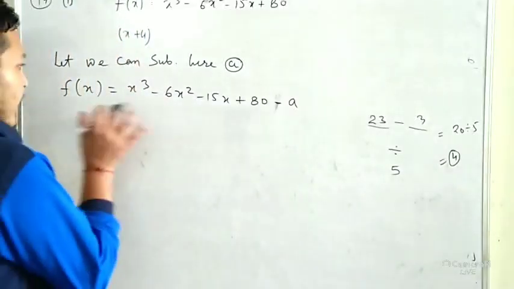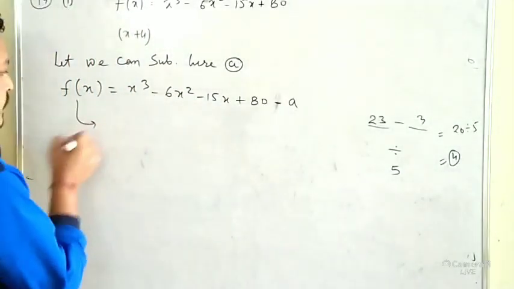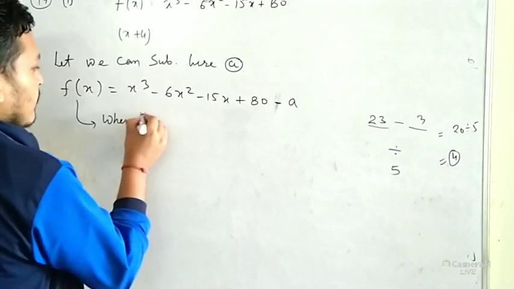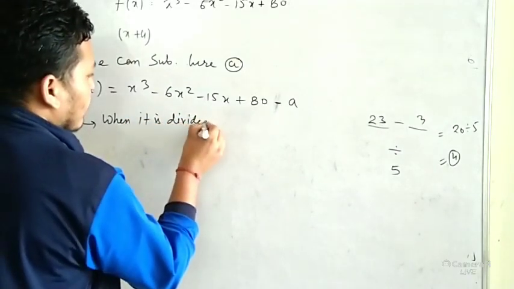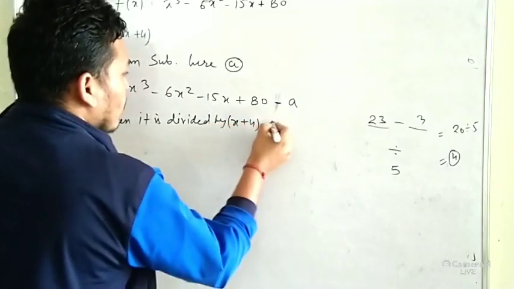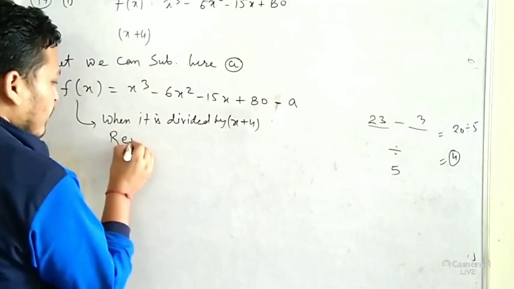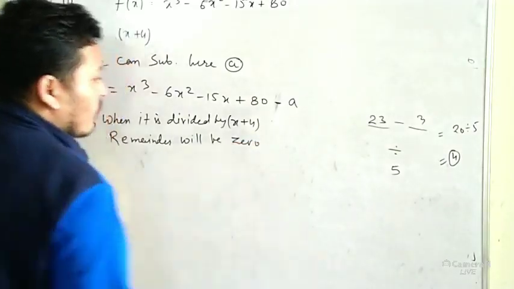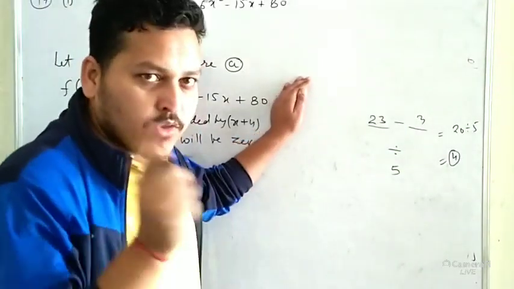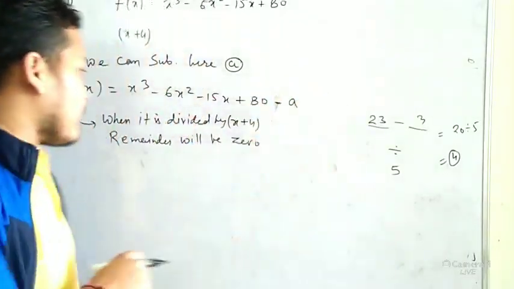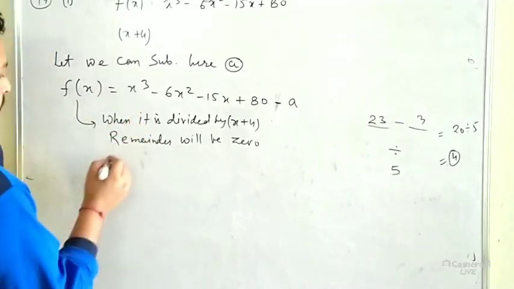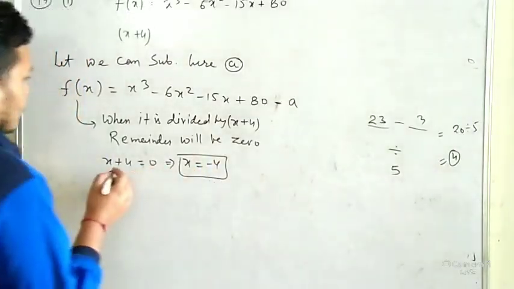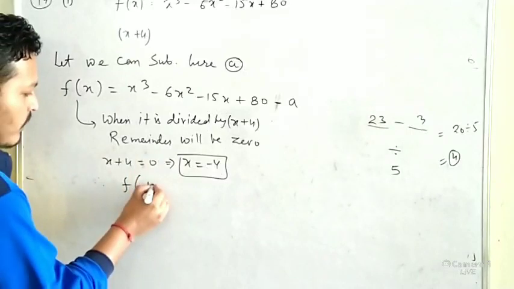So same condition here. When the given expression is divided by x plus 4, at that time the remainder will be 0. How much will the remainder be? 0. Before subtracting it was not 0, but when we subtract any number, after that the remainder will be 0. It means we put x plus 4 equal to 0, so x is equal to minus 4. So that f(minus 4), its value will be 0.